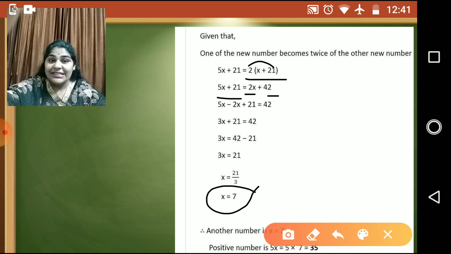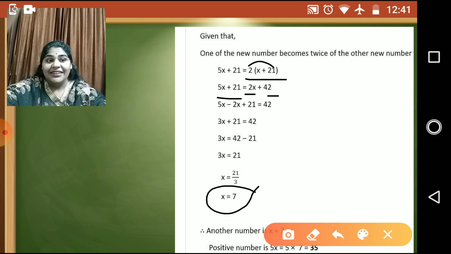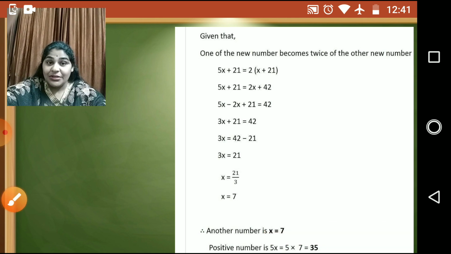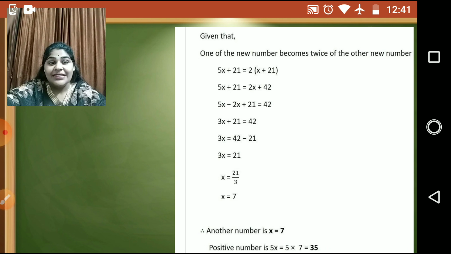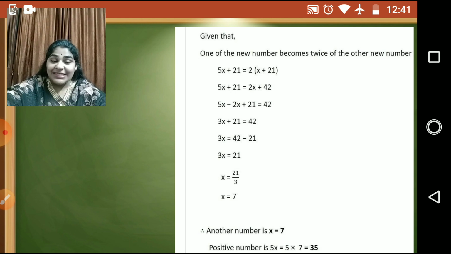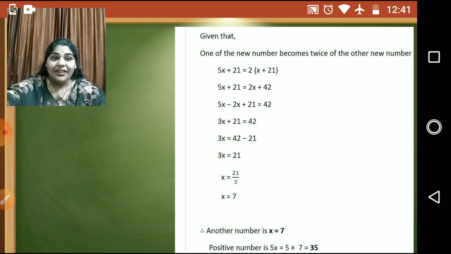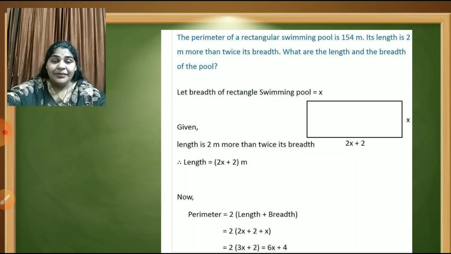Now x was the other number, and later on they have asked for the positive number, which is 5x, that is 5 multiplied by 7, which is 35, children. So I hope this is clear. The important thing is to form an equation in the word sums. So let us proceed.